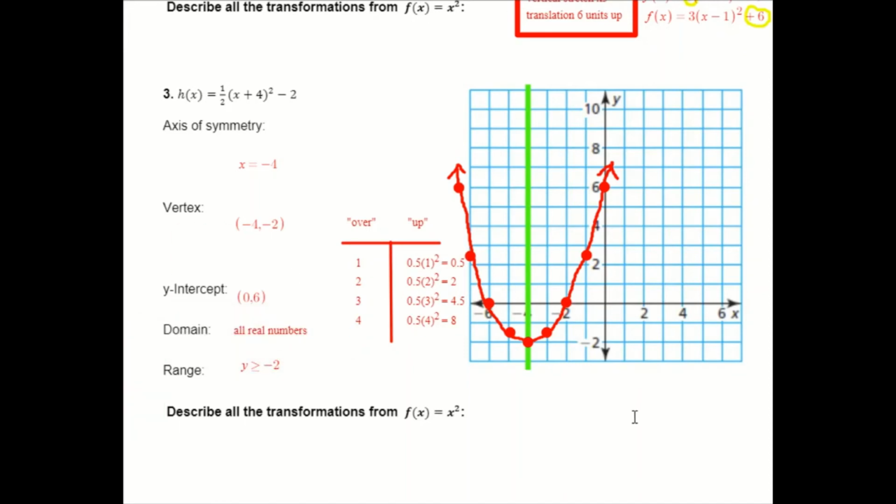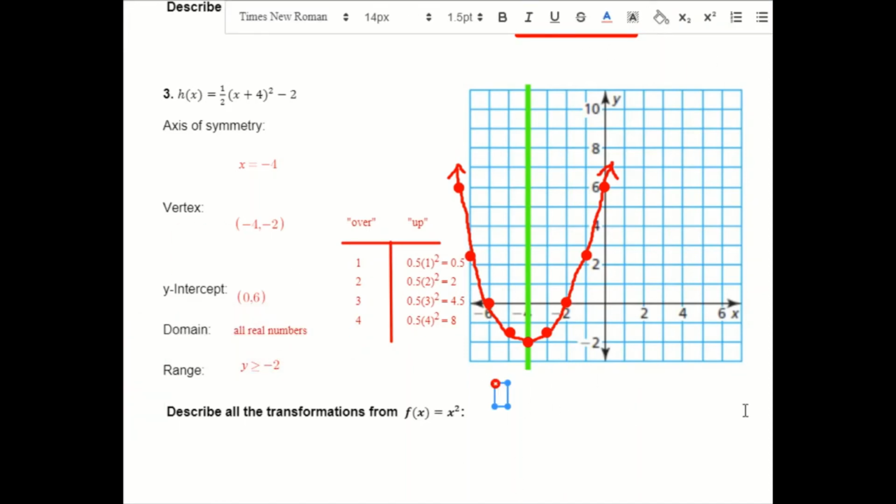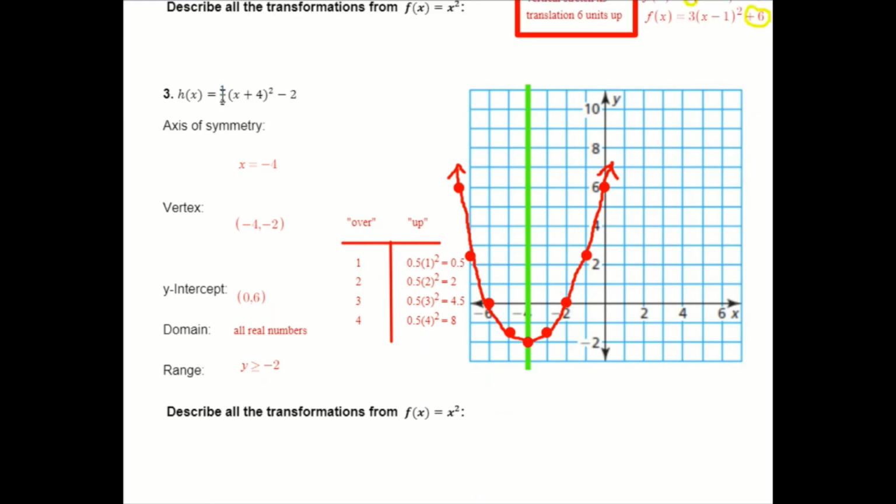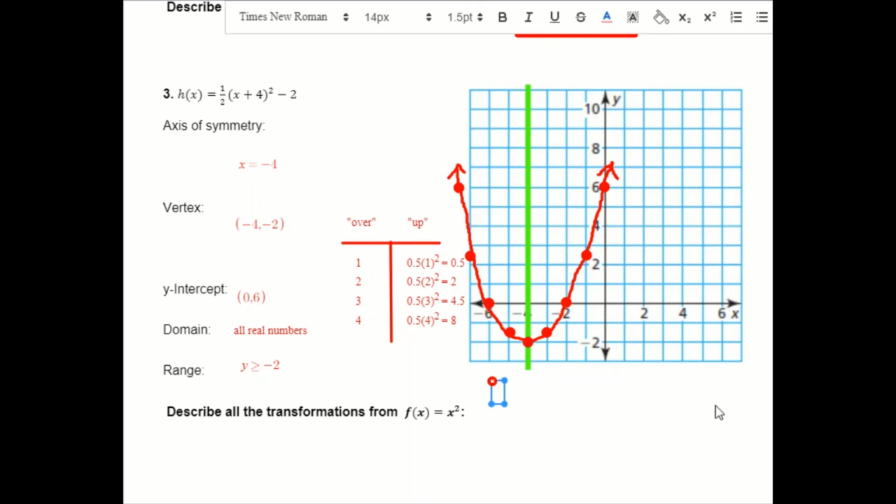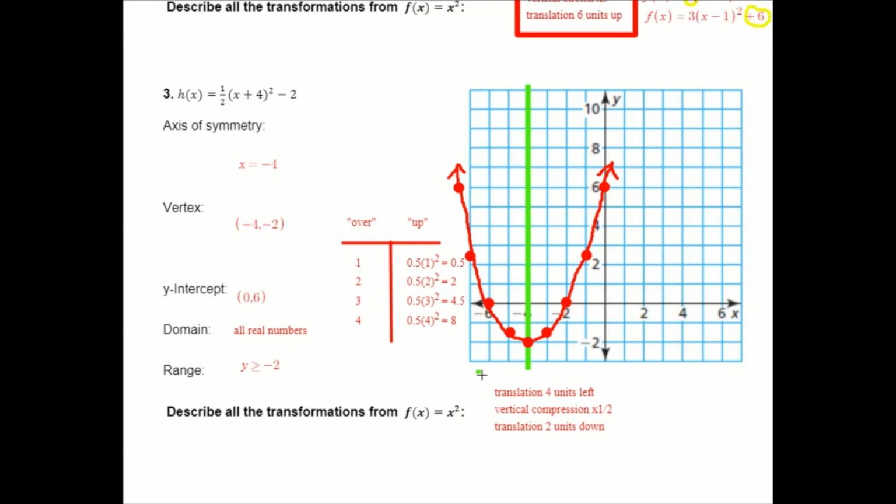And let's go ahead and describe the transformations. I'm not going to highlight all the different places because this one's going to be pretty obvious anyway. But you can go back and look at the previous examples if you need a little bit more direction. So first we got a translation 4 units to the left. We have a vertical compression by multiplying our y values by 1/2. And finally we have a translation 2 units down. So those are our transformations. That's it for this one.